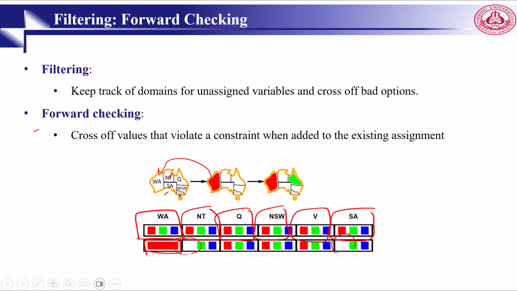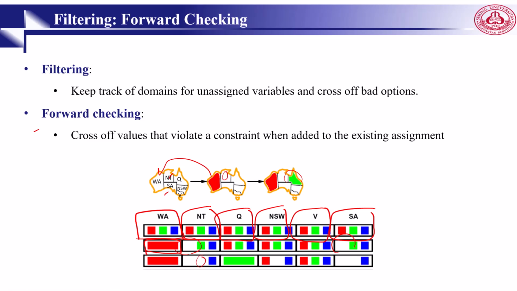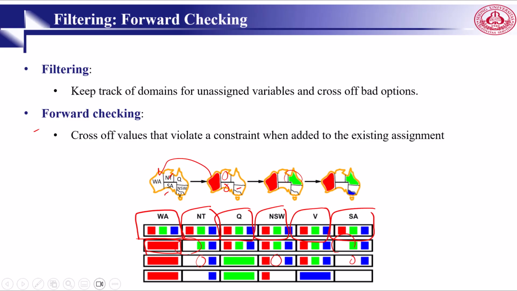Then when we assign green to this one, green is removed from NT and SA because it's a neighbor, right? And also from NSW we have removed it. In the next state, when we assign blue to V, then from NSW, blue is removed, and also from SA, blue is removed, right? But you can see here, there is one problem. It means there is no remaining value for SA, and we cannot assign any value to SA. This is the problem. We should take care of this problem.